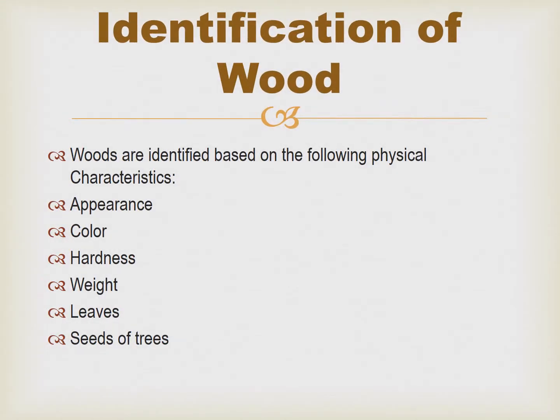Now, how do we identify wood generally, either hardwood or softwood? How do we identify wood? Woods are identified based on the following physical characteristics: the appearance, the color, the hardness, the weight, the leaves, and the seeds of trees. We identify wood by the appearance, color, hardness, weight, leaves, and seeds of trees.